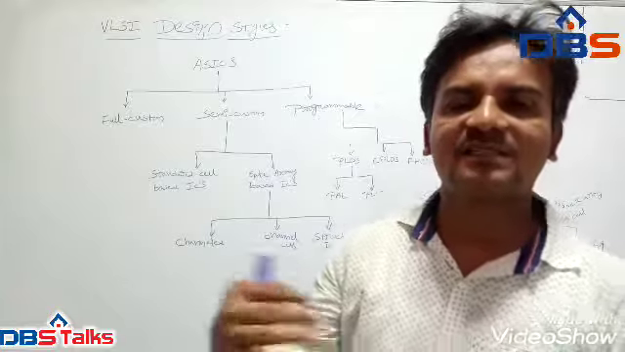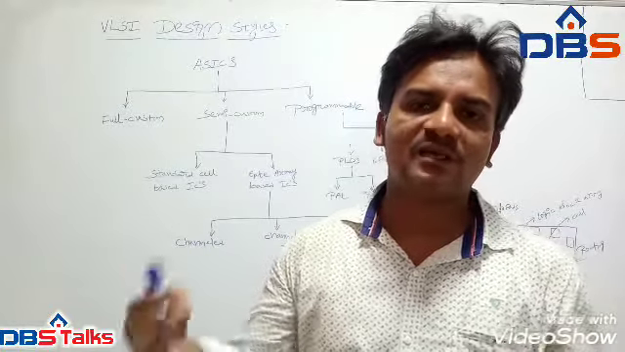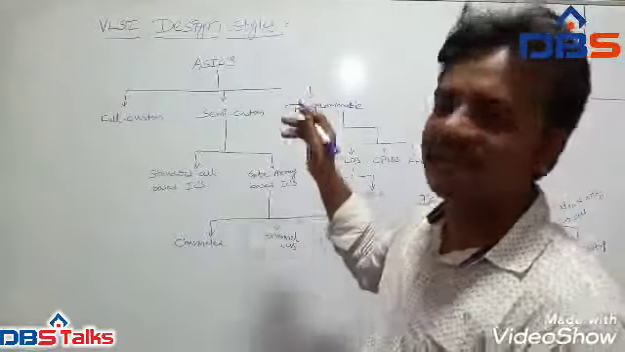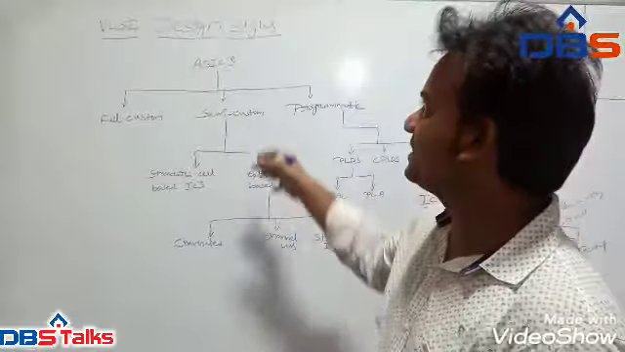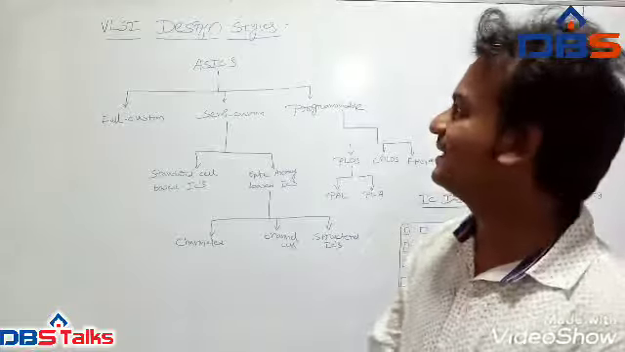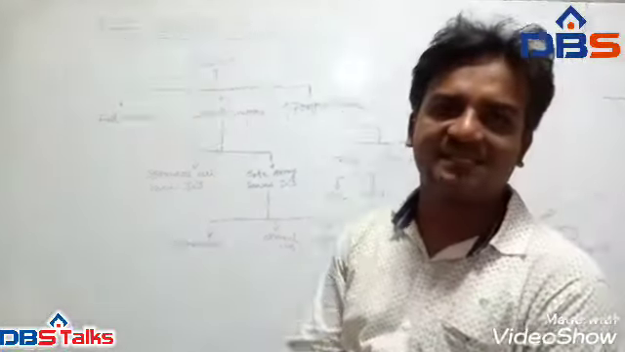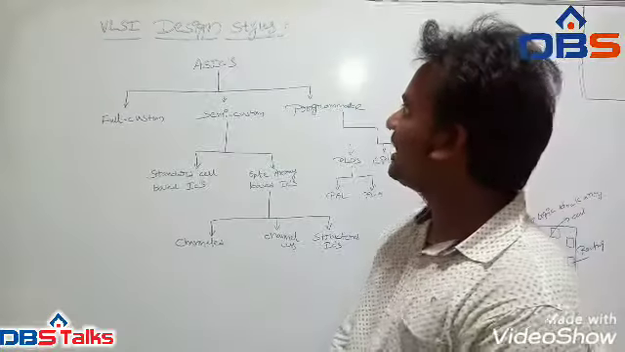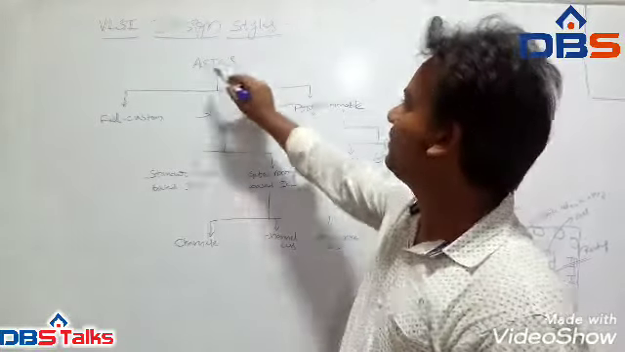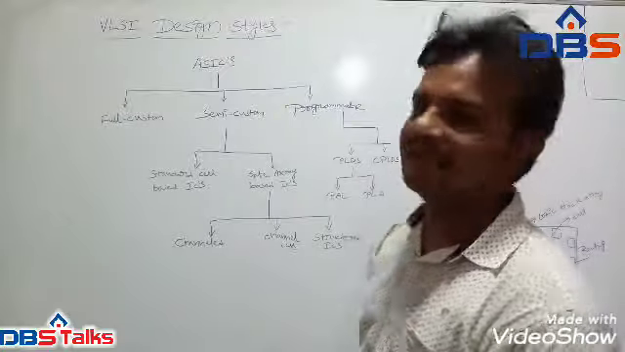Whatever the circuit, whether we design it in NMOS, PMOS or CMOS, we have to design those circuits in these styles. VLSI, very large scale integration design styles, will be categorized as ASICs. ASIC is nothing but application specific integrated circuits. So the full form of ASIC is application specific integrated circuit.